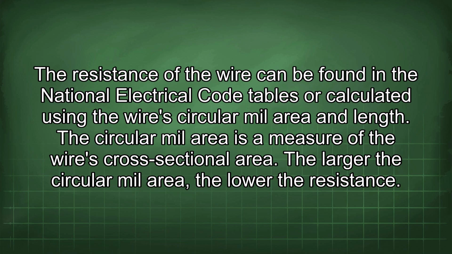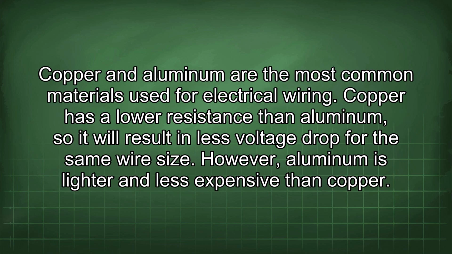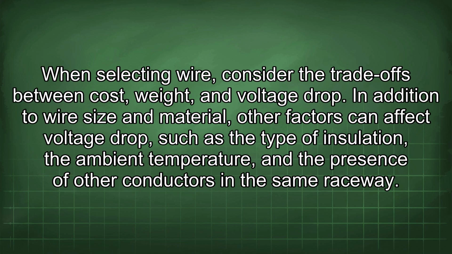The circular mil area is a measure of the wire's cross-sectional area. The larger the circular mil area, the lower the resistance. Copper and aluminum are the most common materials used for electrical wiring. Copper has a lower resistance than aluminum, so it will result in less voltage drop for the same wire size. However, aluminum is lighter and less expensive than copper. When selecting wire, consider the trade-offs between cost, weight, and voltage drop.